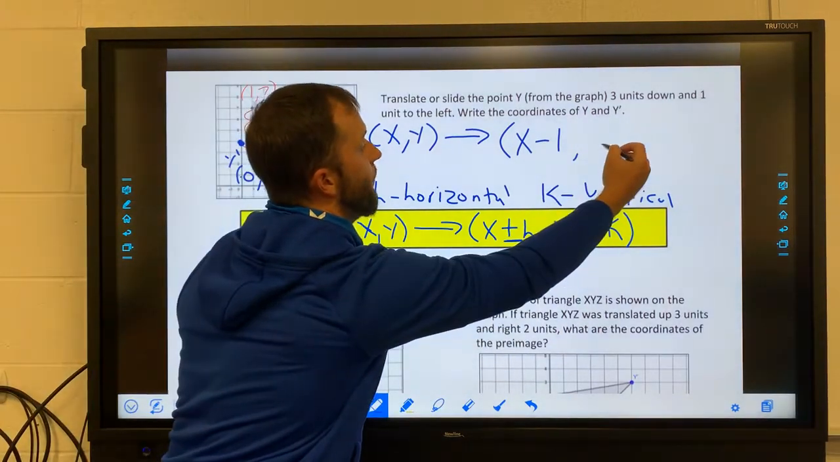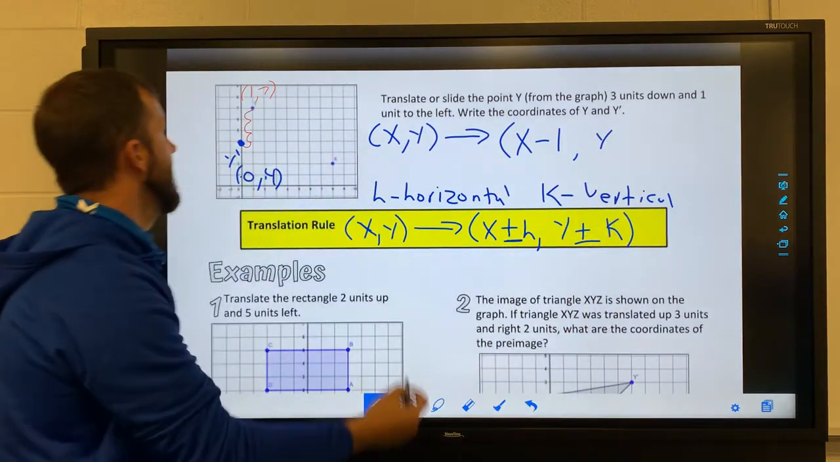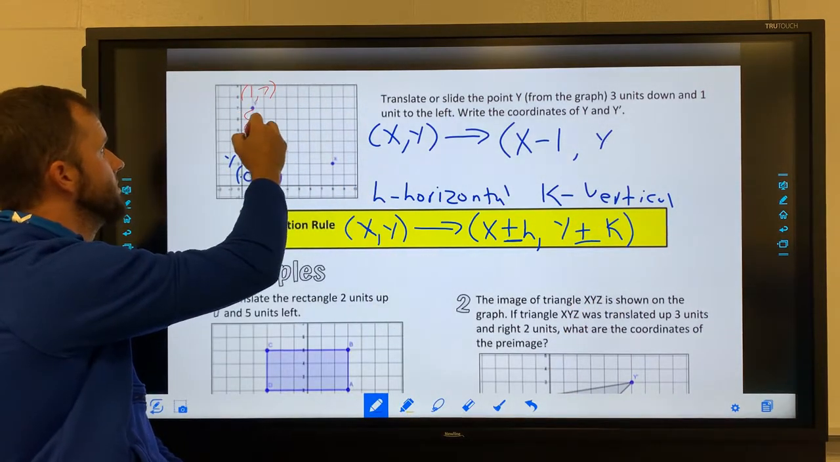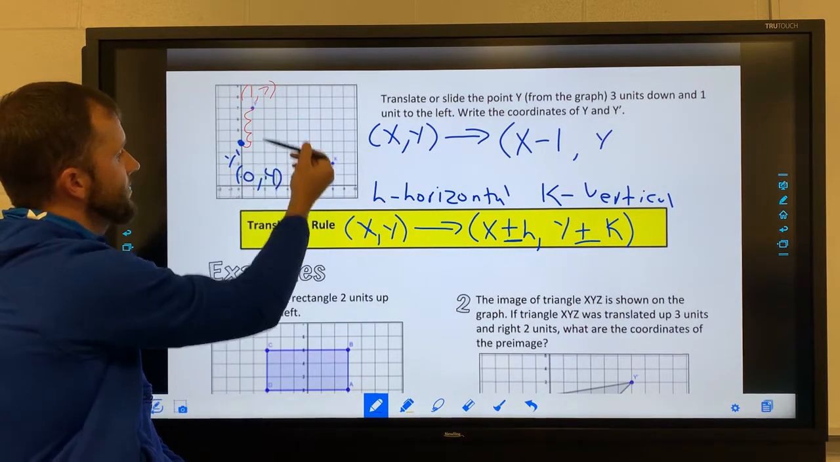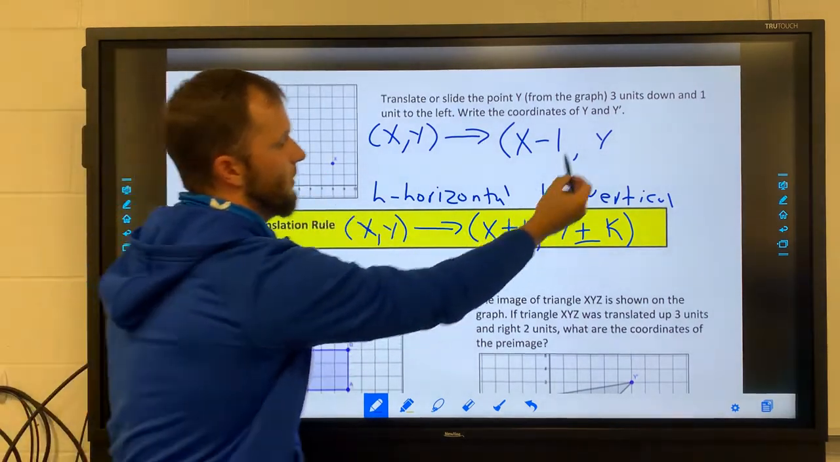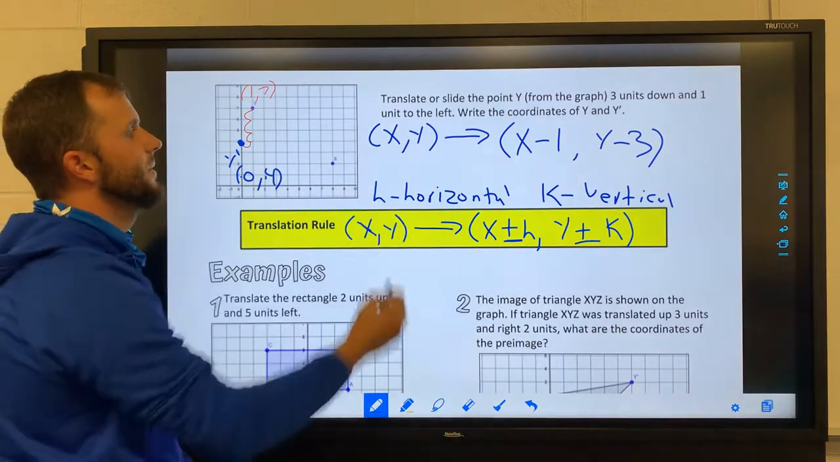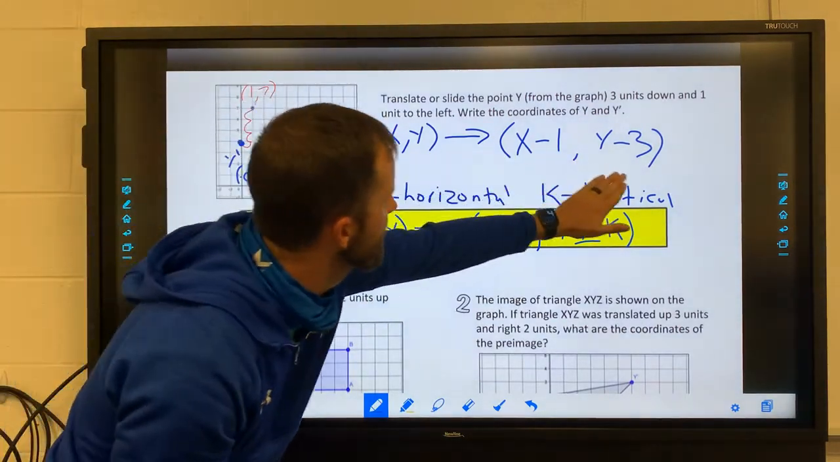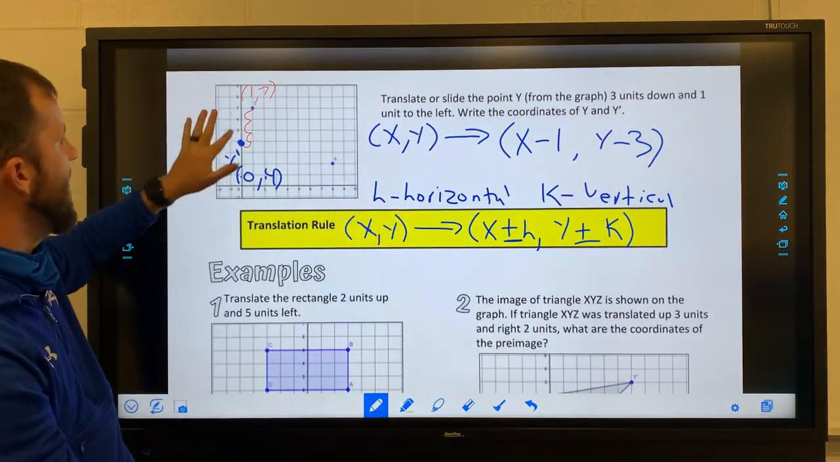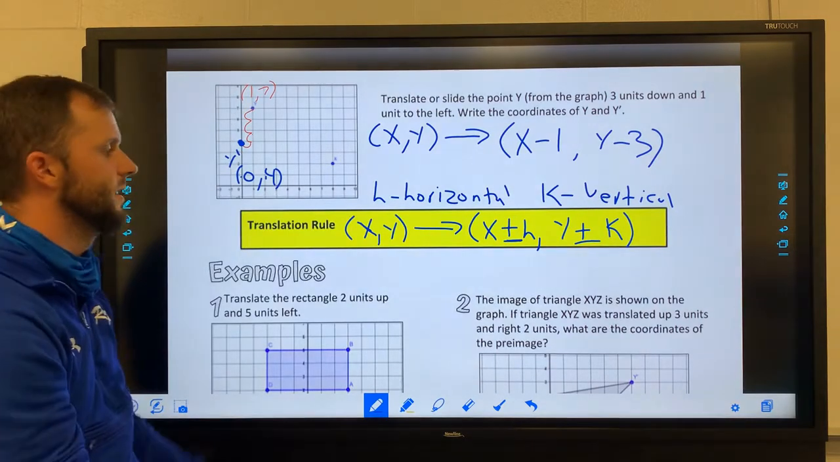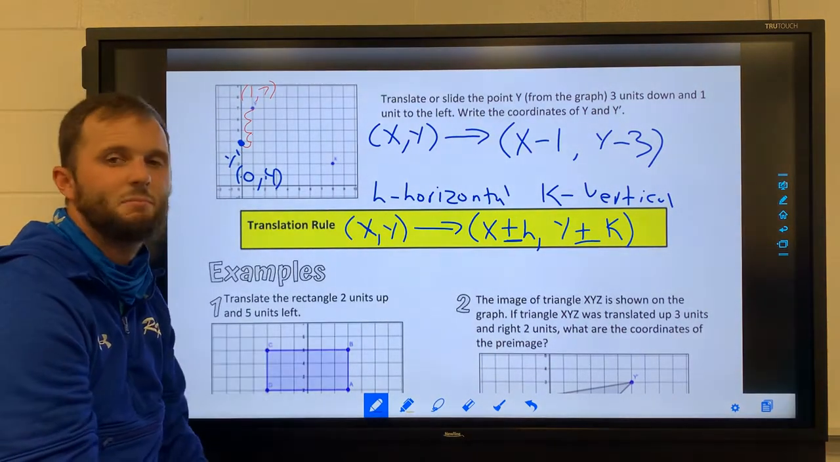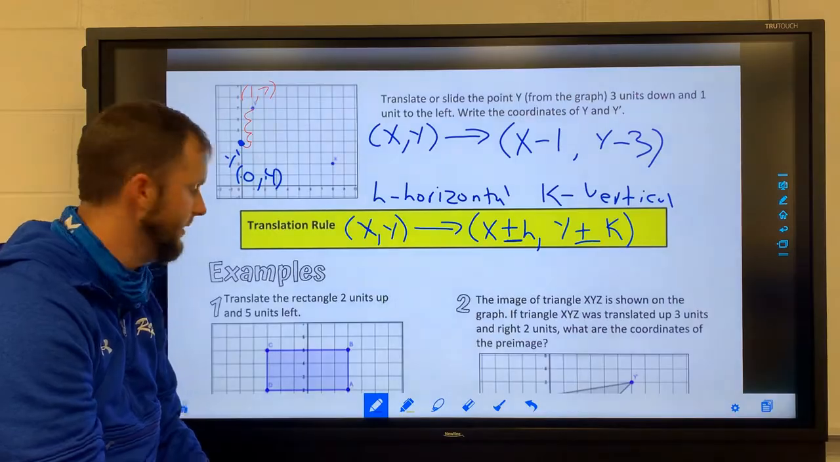Next is gonna be my Y coordinate. So Y, I ended up going down 1, 2, 3, because 7 minus 3 gives me 4. So I took my Y coordinate and ended up subtracting 3. So ladies and gentlemen, this is going to be your translation rule, and we actually graphed it 3 units down and 1 unit to the left. So this is how you make a translation rule. Okay.